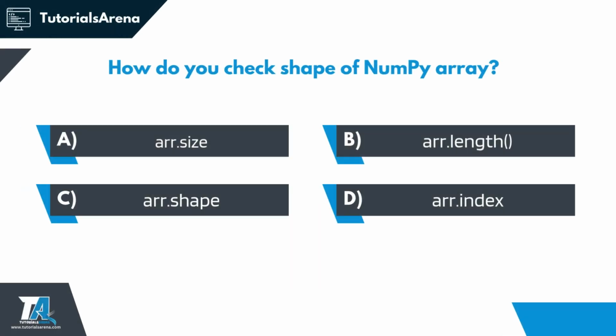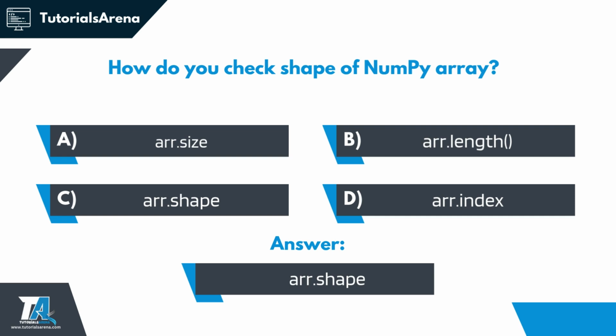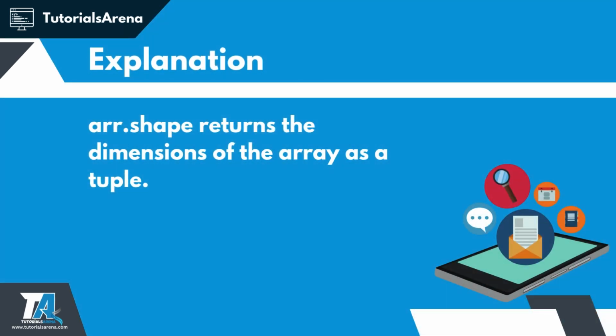How do you check the shape of a NumPy array? The correct option is option C, arr.shape. arr.shape returns the dimensions of the array as a tuple.